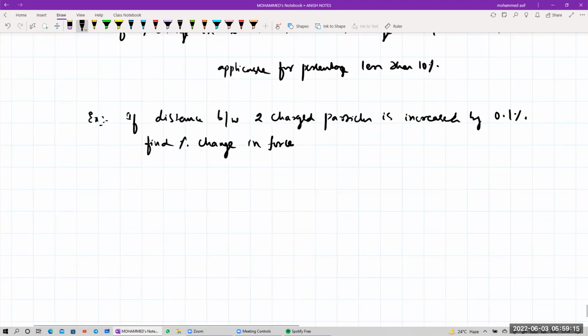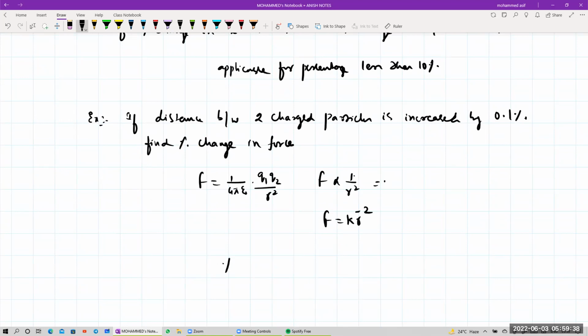Tell me the formula for force between any two charged particles. F is equal to 1 by 4 pi epsilon naught into Q1 Q2 divided by R square. So force is inversely proportional to R square, F is equal to some constant k R to the power of -2. The percentage change in R is given as 0.1%, so the percentage change in F will be minus 2 into the percentage of R, that is 0.1%. That comes out to minus 0.2%.